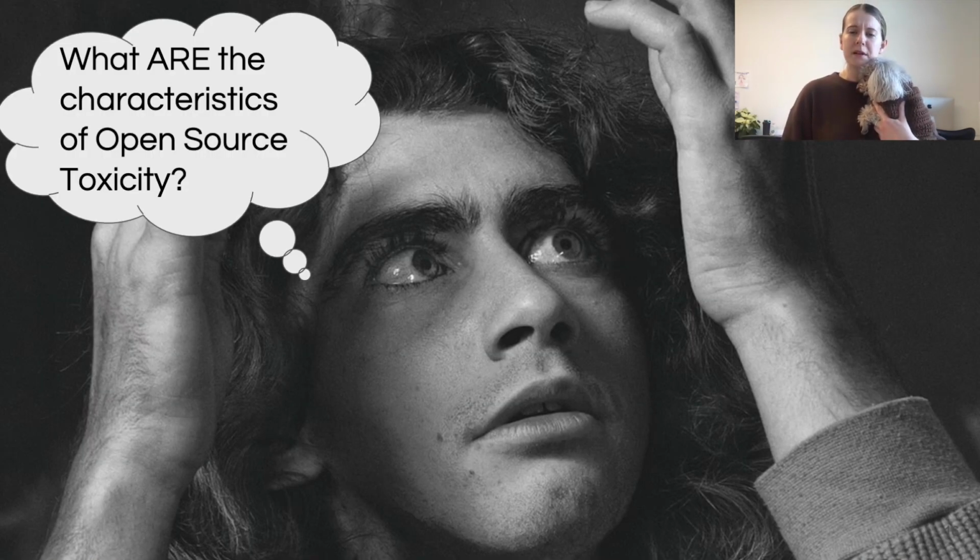So we know open source toxicity exists because of reports from practitioners and other previous research projects, but there has not been much research done to actually understand open source toxicity and its characteristics. So in this project, we aim to address this gap in our understanding by looking at the qualities and characteristics of open source toxicity so that in the future we can build and utilize more effective identification and intervention strategies for dealing with toxicity in open source communities.